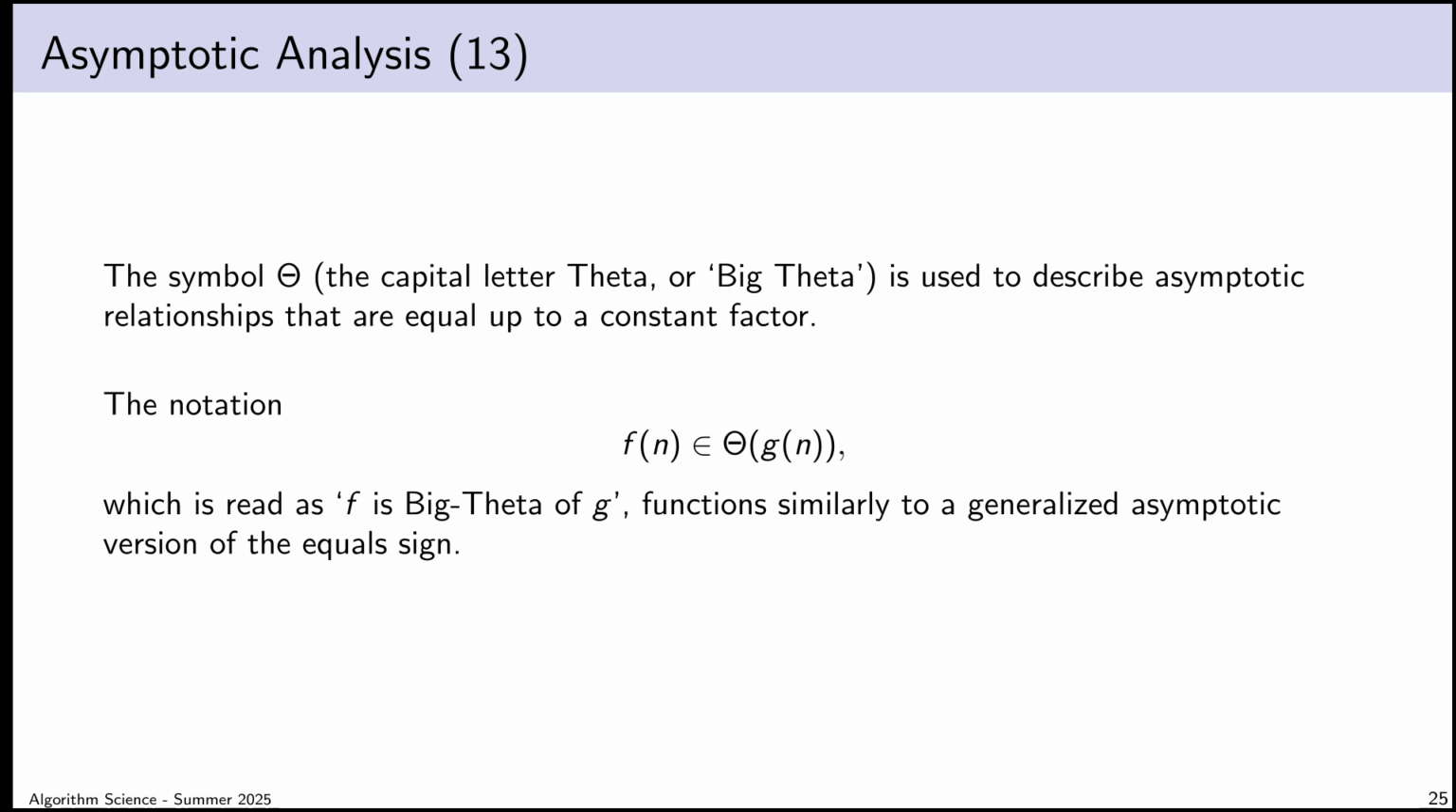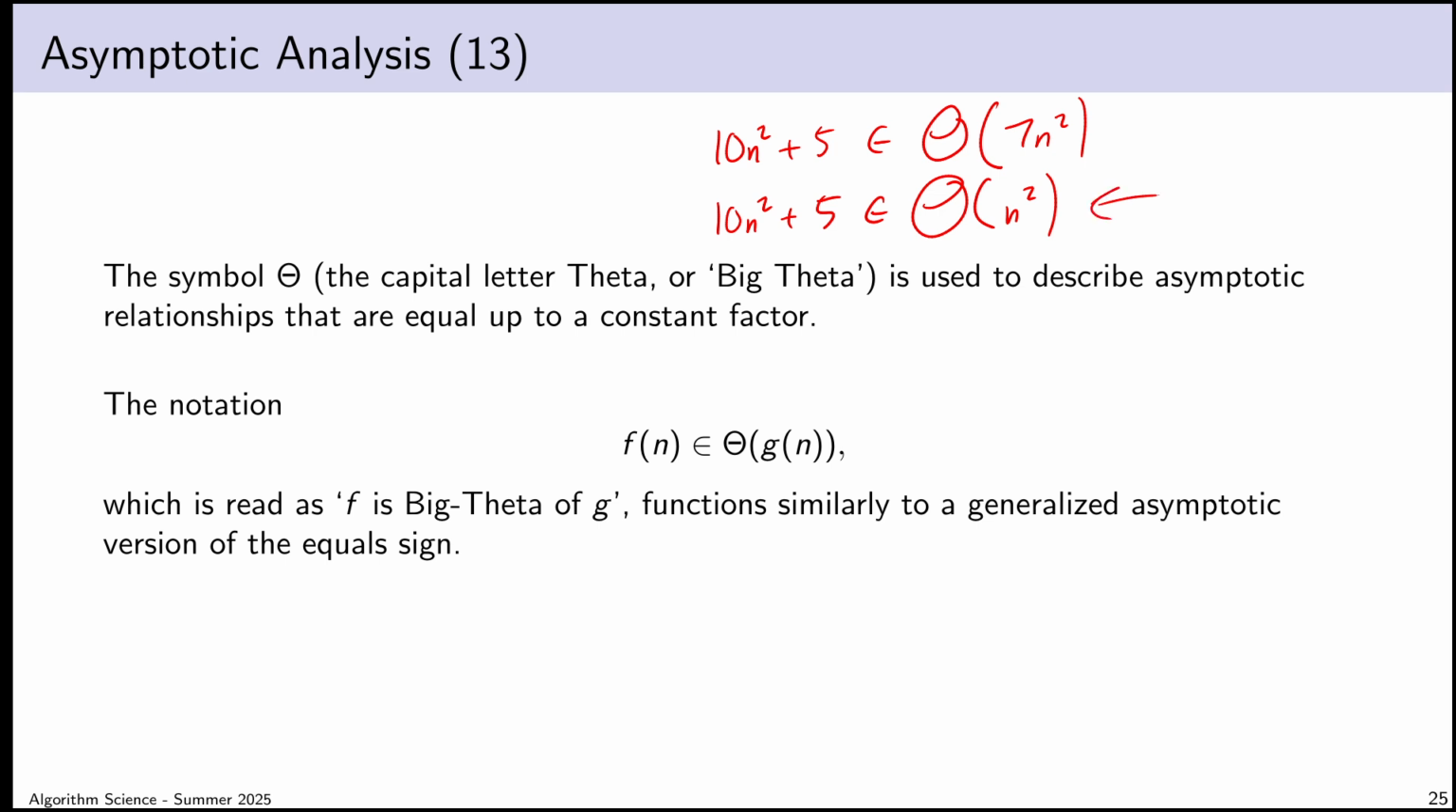Although Big Theta functions sort of like an equal sign, it doesn't look like that when you write it down. So I write it down like this. Let's use an actual function here. I can say 10n squared plus 5 is Big Theta of 7n squared. More generally, what I would more likely write is 10n squared plus 5 is Big Theta of n squared. What I'm actually saying is that 10n squared plus 5 and n squared are asymptotically equal up to a constant factor.